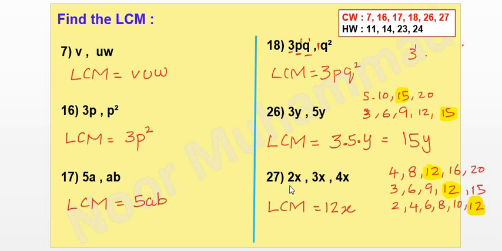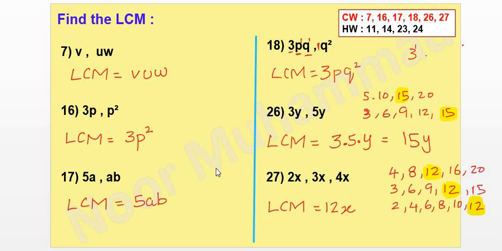Here in question number 27, I wrote the multiplication tables of all 4, 3 and 2, and I found that 12 is the least common multiple, and when I look at the x, all the x are exactly the same power, so x will be the part of the LCM. That's all for this video.